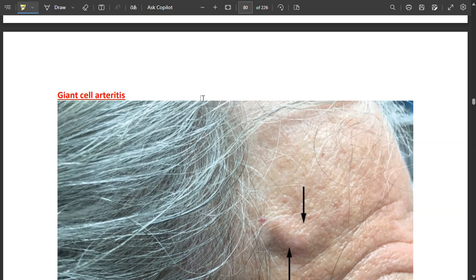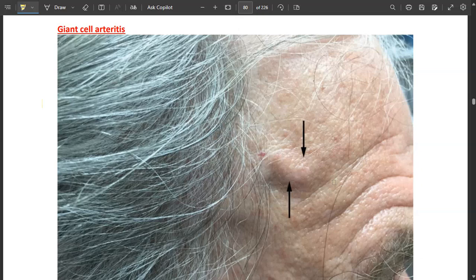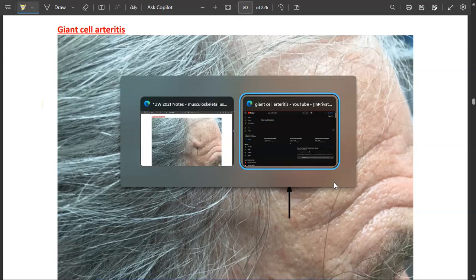Alright. So now let's talk about giant cell arteritis. Let's discuss giant cell arteritis.